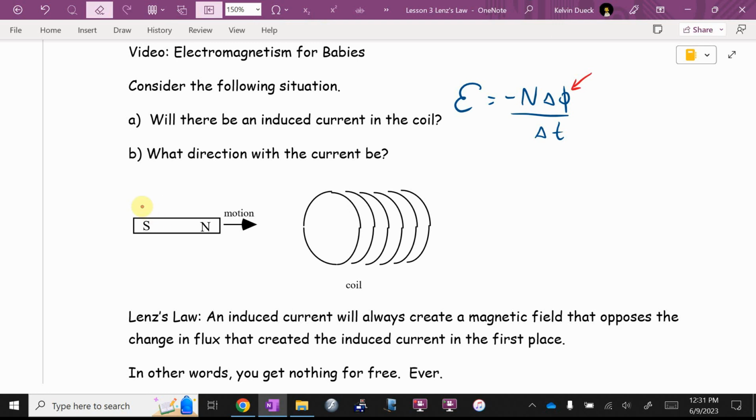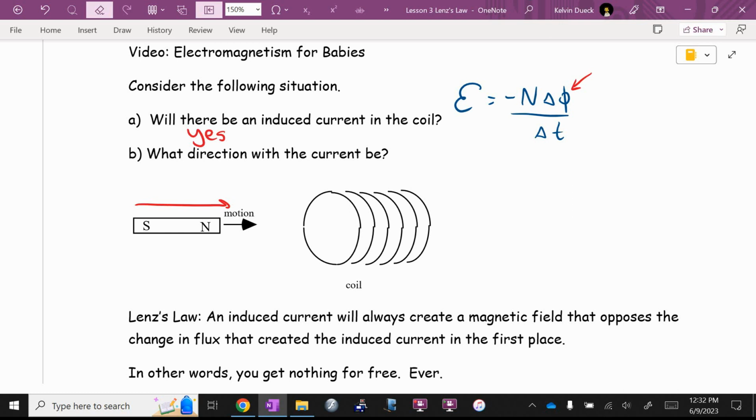As I move this magnet in this direction, will the number of magnetic field lines going through this area change? Yes. It's basically as though you're making the magnet stronger. You can make the magnetic field stronger in several ways, bumping up the actual magnetic field, or move the magnet closer. That's just the same as making the magnetic field stronger. So there will be an induced current. The real question is, what direction?